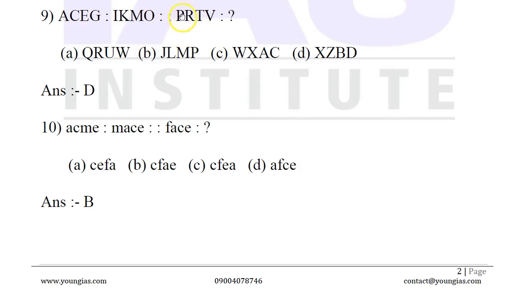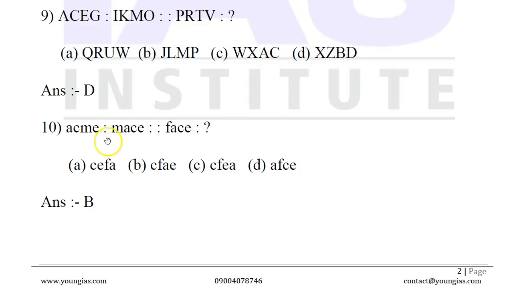So the same pattern has to be followed here. You have to add 8 to every alphabet here. So P plus 8, the answer would be X. R plus 8, the answer would be Z. T plus 8, the answer would be B. And V plus 8, the answer would be D. That's why your correct answer is the D option, XZBD.